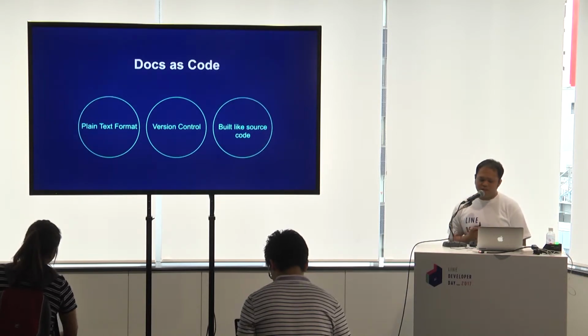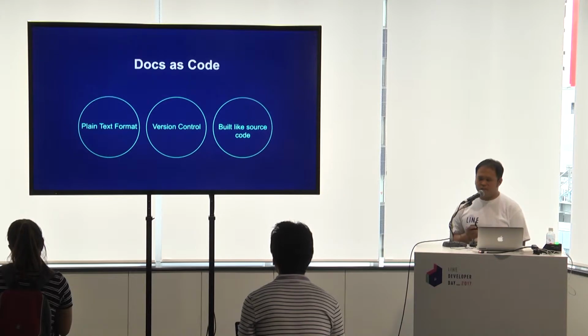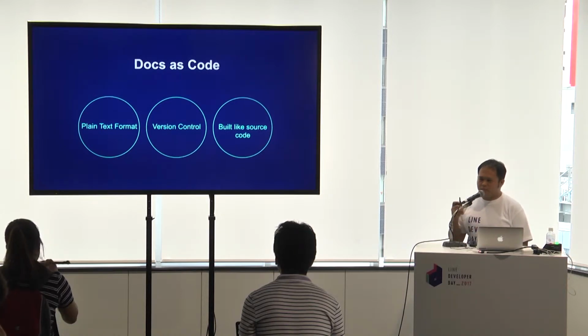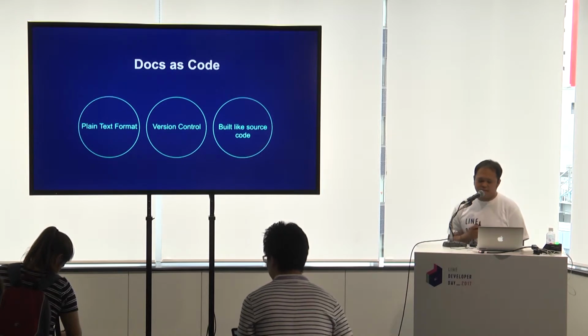So we believe in a concept called docs as code. This means that you should write your documentation like you write your code. So you should write it in a plain text format. This means no editors like Microsoft Word that add some special formatting. We should check it into version control so that you can track how it's changed. And also, you should build it like source code from the plain text to its final format with some sort of automated build process or automated testing as necessary.